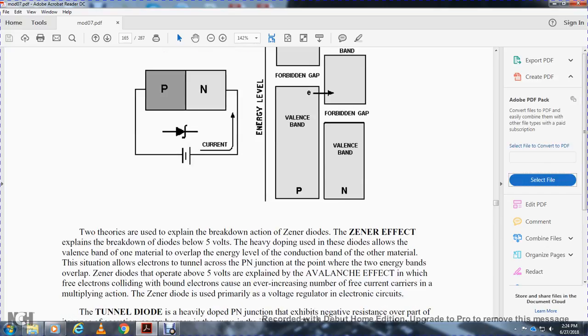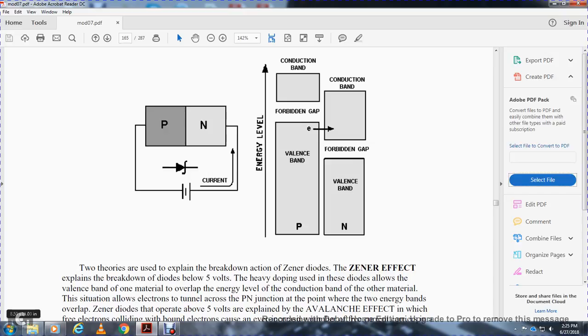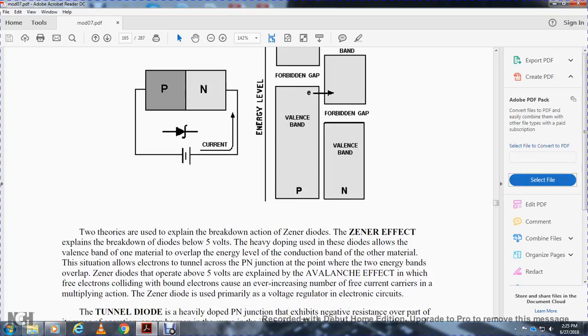Two theories are used to explain the breakdown of the Zener diode. The Zener effect explains breakdown of diodes below 5 volts. The heavy doping of these diodes allows the valence band of one material to overlap the energy of the conduction band of the other material. In this situation, electrons tunnel across the P-N junction at the point where the two energy bands overlap. Zener diodes operating above 5 volts are explained by the avalanche effect, in which free electrons colliding with bonding electrons cause an ever-increasing number of free carriers, a multiplying action.